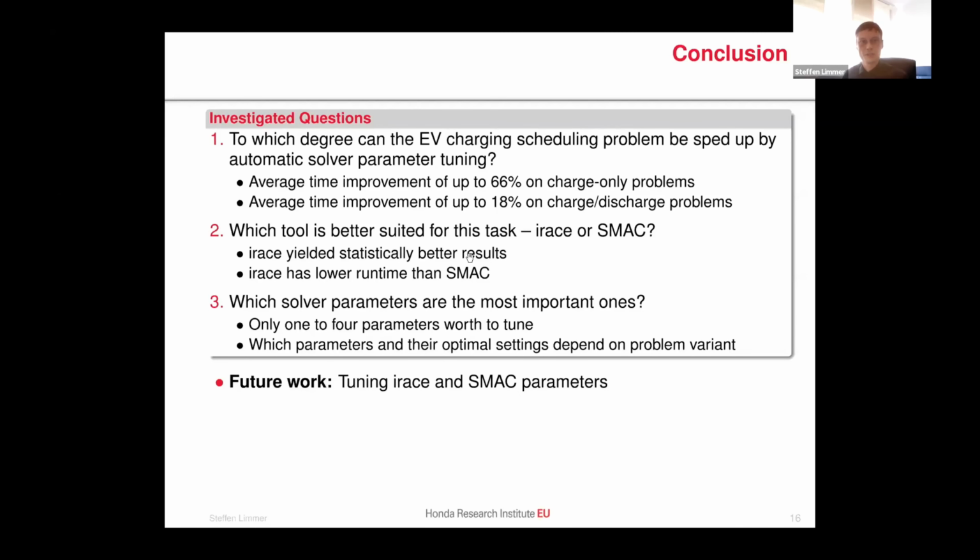As future work, we plan to also tune the parameters of irace and SMAC. In the experiments here, we used default settings for irace and SMAC, but irace and SMAC have parameters themselves which influence the optimization process. And by tuning these parameters, maybe even better results can be achieved.